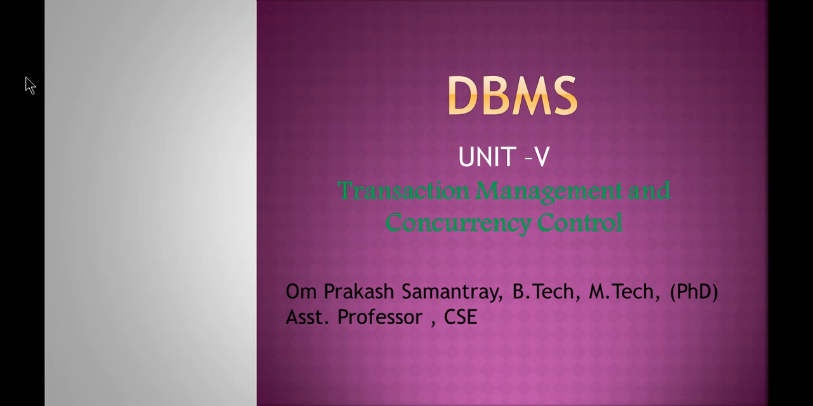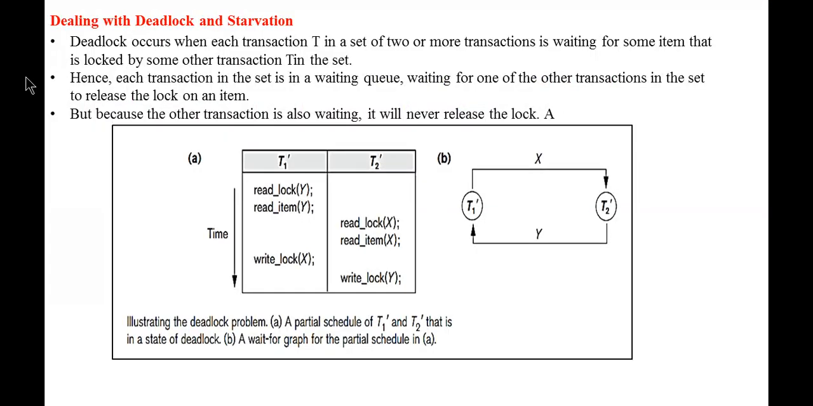The problem of two-phase locking is sometimes deadlock occurs. You can see the figure here, the diagram. If these are the two transactions, T1' and T2', see, T1' has locked Y and is trying to lock X in the right mode. Similarly, T2' has locked the item X, now trying to lock Y in the right mode.